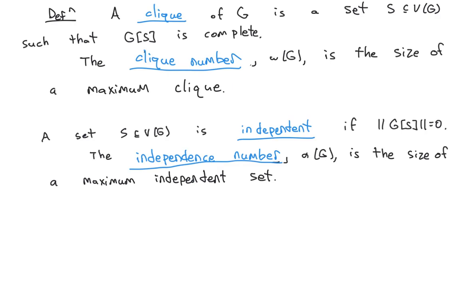So going back to subgraphs, a clique in a graph G is a subset such that the corresponding induced subgraph is a complete graph. So it's a subset of vertices where every pair of vertices in that set has an edge between them. The clique number is the size of the largest clique in your graph. Conversely, we're going to say a set is independent if the corresponding induced subgraph has no edges. So this would be a subset of vertices in your original graph so that no two of them have an edge between them at all. The independence number is going to be the size of the largest independent set.